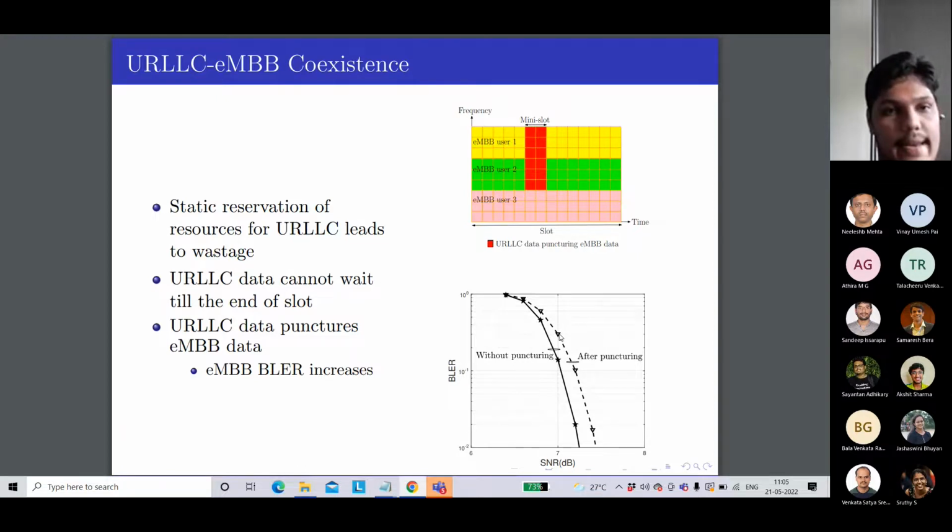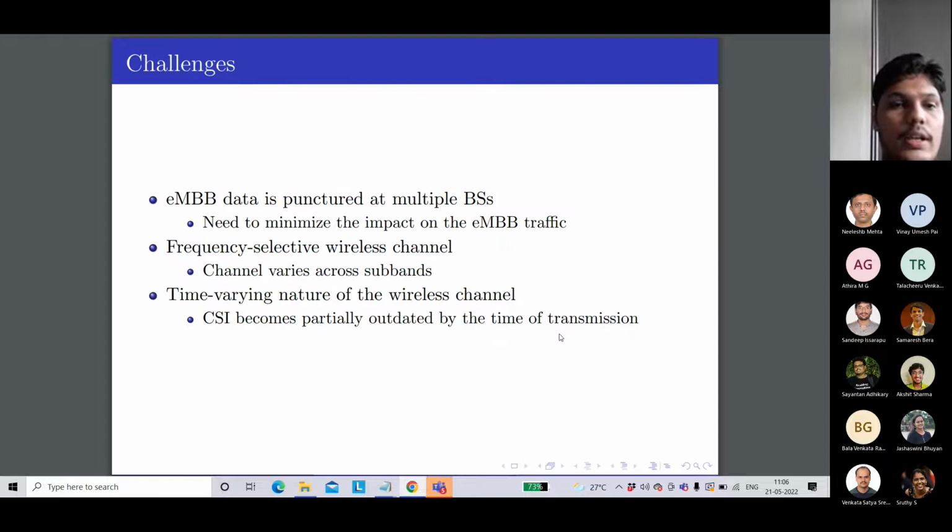Now let's see the challenges. What challenges do we need to address in designing a multi-connectivity system? We saw multi-connectivity increases reliability because we are transmitting from multiple base stations. But at the same time, in the URLLC eMBB coexistence scenario, the eMBB data is punctured at multiple base stations. We need to minimize the impact on the eMBB traffic. As the eMBB BLER increases, its throughput decreases. So we need to minimize the loss in throughput for the eMBB.